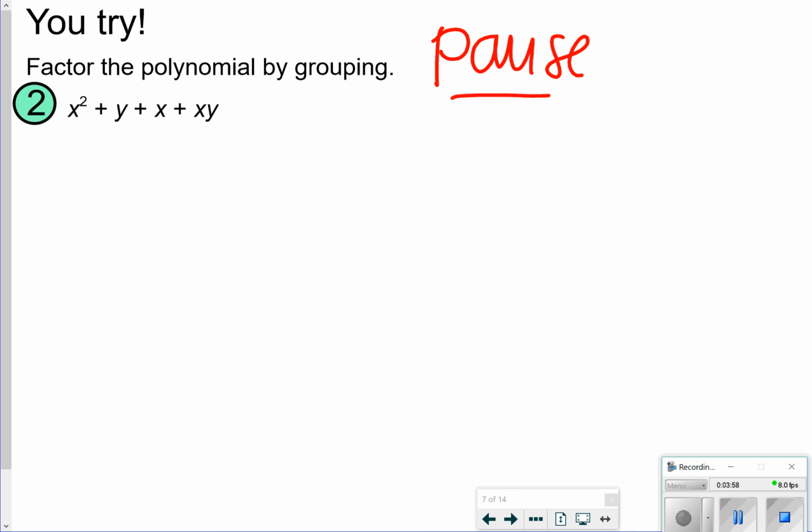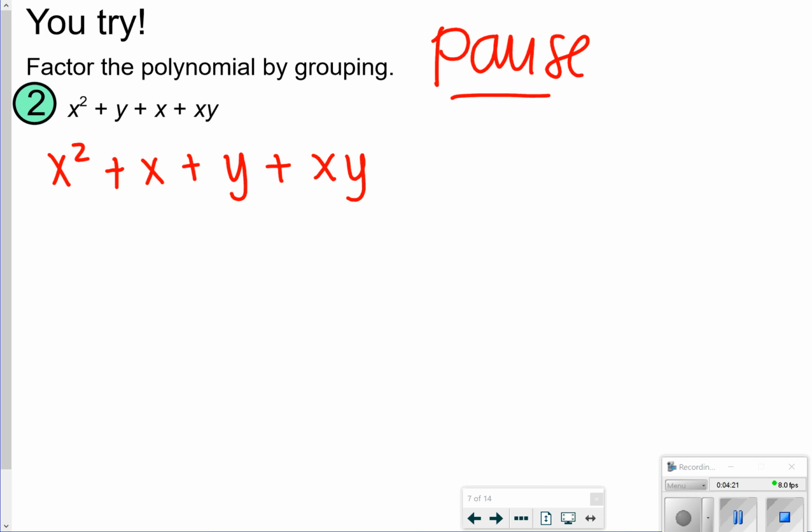Okay, so what I did for this one is I rewrote them in the order that I wanted them so that the common terms would be close together. So I put x squared plus x because they have an x in common, and then I did y plus xy together. If you maybe even switched around the y's and xy or the x squared and x, that's fine, just as long as they are going to be grouped together. So I'm going to group my first 2 together, which would be this x squared plus x, and then the y and x plus y would be also grouped together.